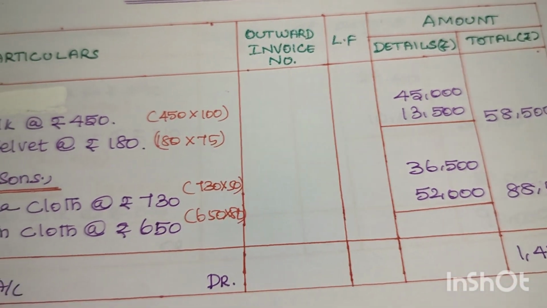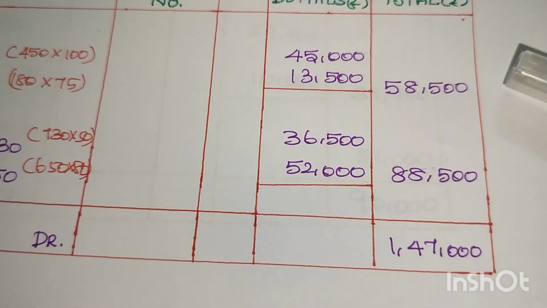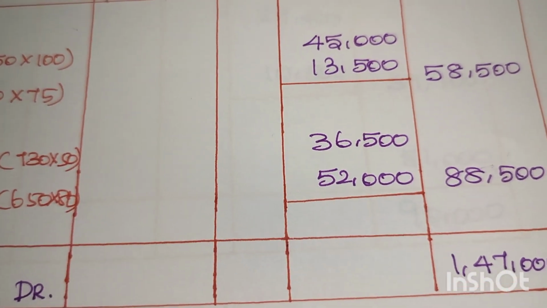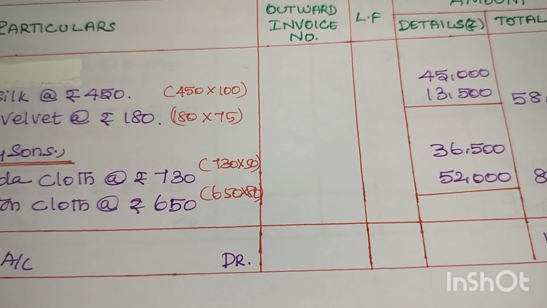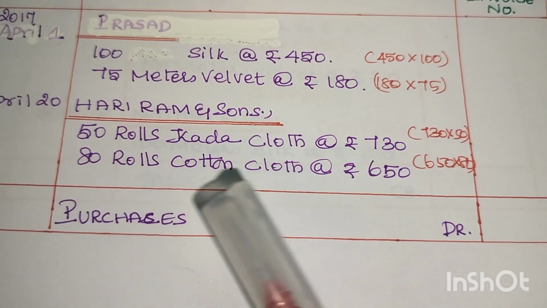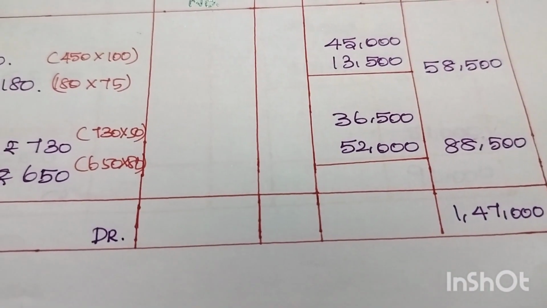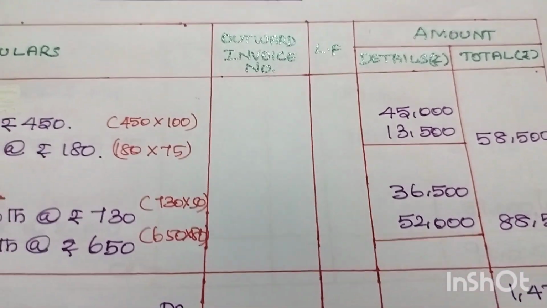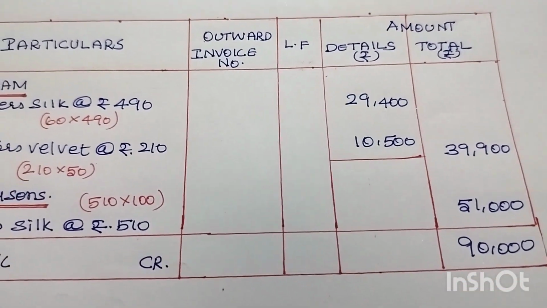So all the transactions are entered into the purchases book and sales book. Then what we do? We have to add the amounts in the total column. That is 58,500 plus 88,500. How much do we get? We got 1,47,000 from the purchases book. So we have to write purchases account debit 1,47,000. Then we are going to find the total in the sales book.